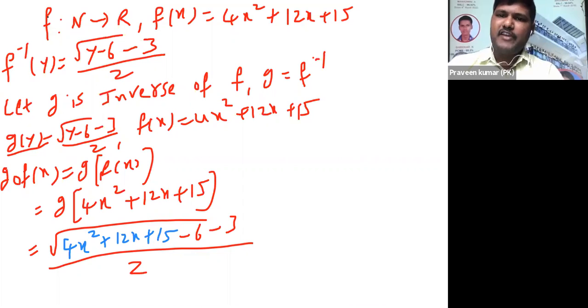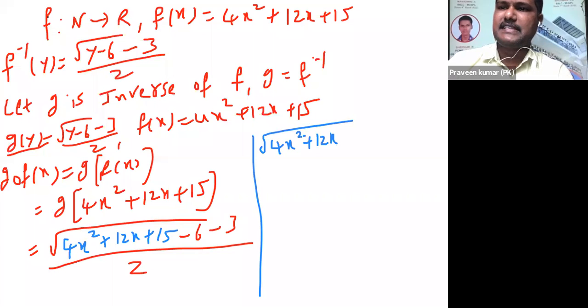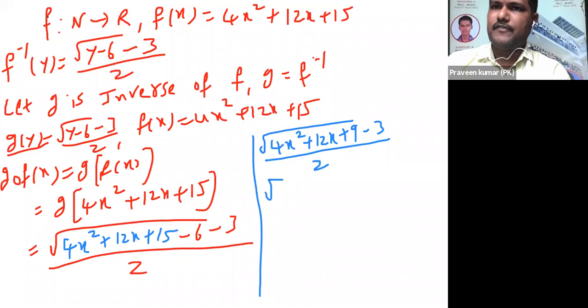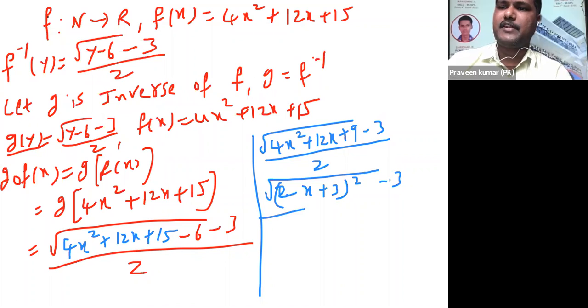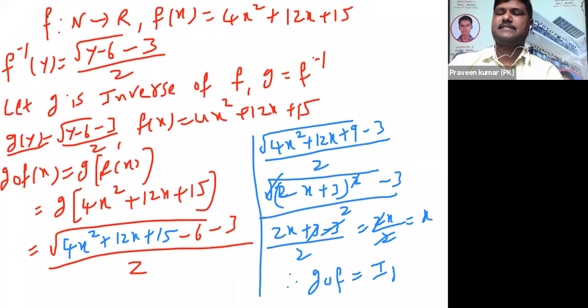It looks like root of y minus 6 minus 3 by 2, in place of y, what I wrote in blue color. Now continue the problem. Root of 4x square plus 12x plus 15 minus 6, how much? Plus 9, minus 3 by 2. Root of 4x square plus 12x plus 9 is nothing but 2x plus 3 whole square, outside minus 3 by 2. Square root cancel: 2x plus 3 minus 3 by 2. 3 3 cancel, 2x by 2. 2 2 cancel, x. Therefore, g circle f is equal to Ix.